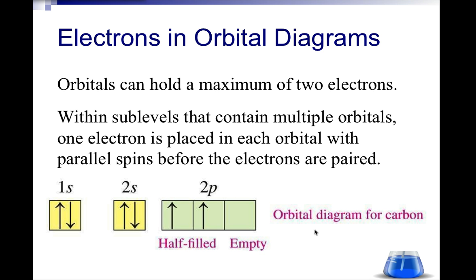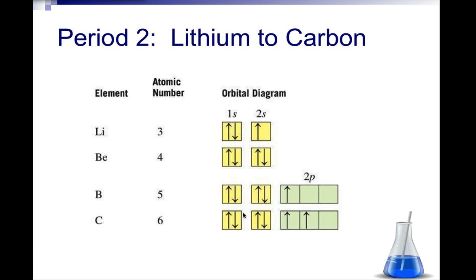Orbitals can hold a maximum of 2 electrons. Within the sublevels that contain multiple orbitals, 1 electron is placed in each orbital with parallel spins before the electrons are paired. So here with the 2s, as with the 1s, we can place 2 electrons in each orbital. Now when we get to the 2p, p can have 3 orbitals for a maximum of 6 electrons. Rather than pairing the electrons up originally, they will place 1 in each orbital until each orbital has at least 1 electron. Then we will go back and add the other electrons in the opposite direction.